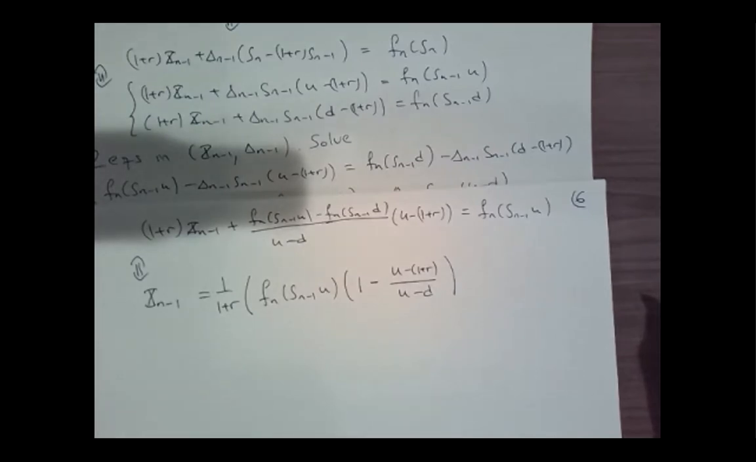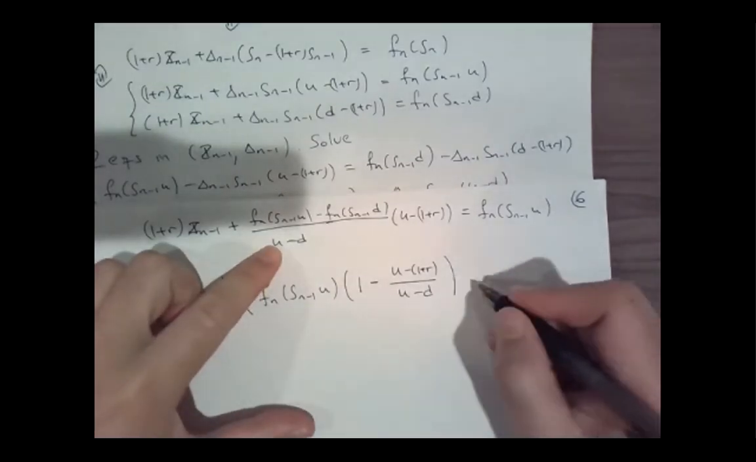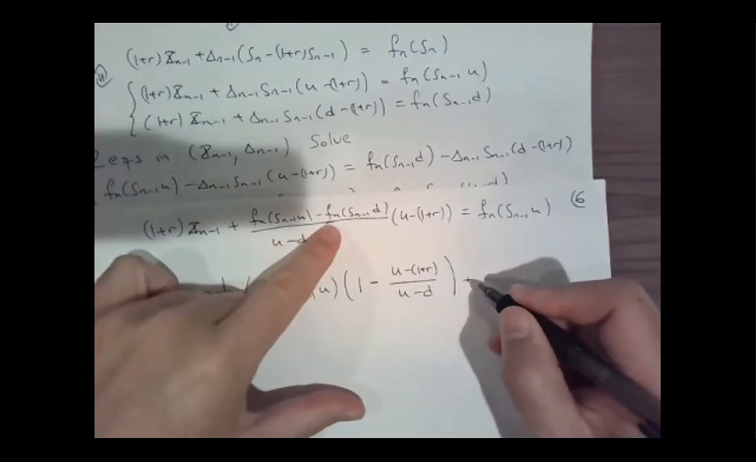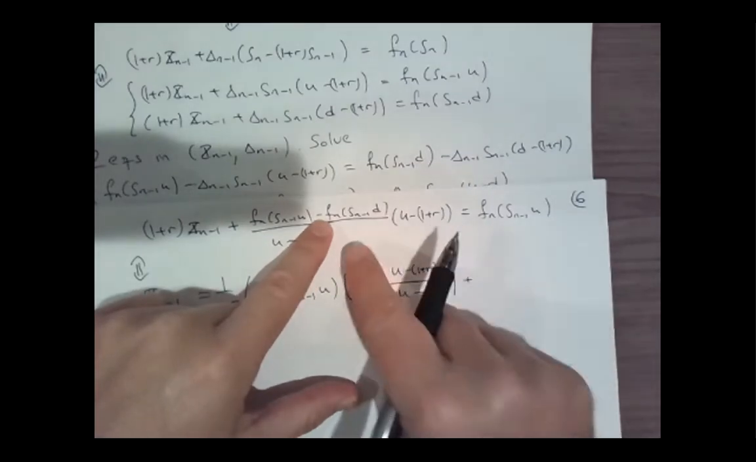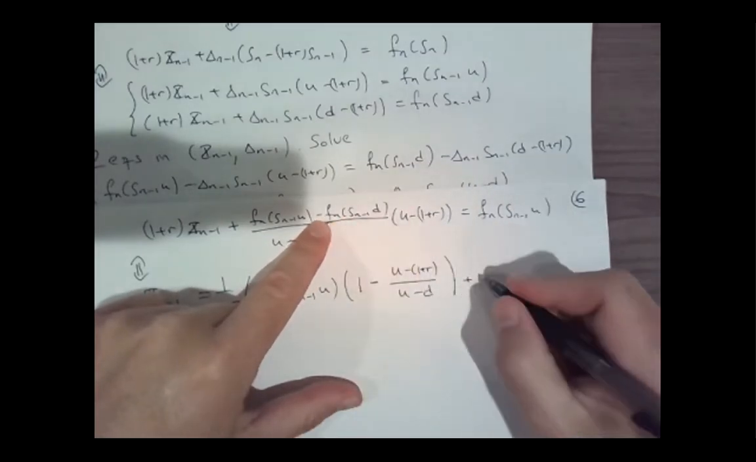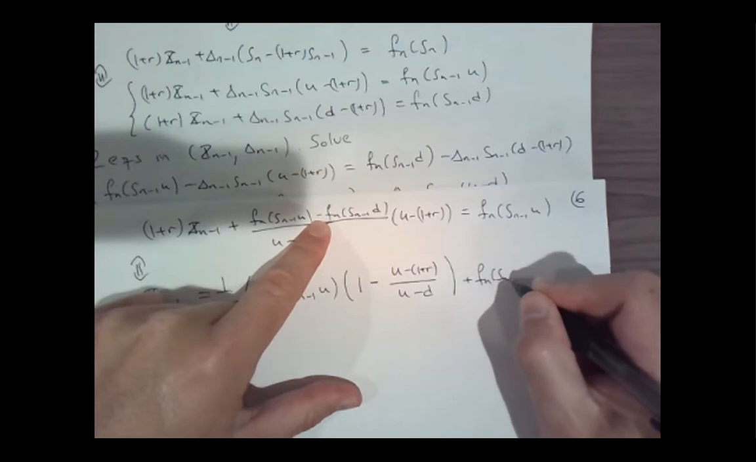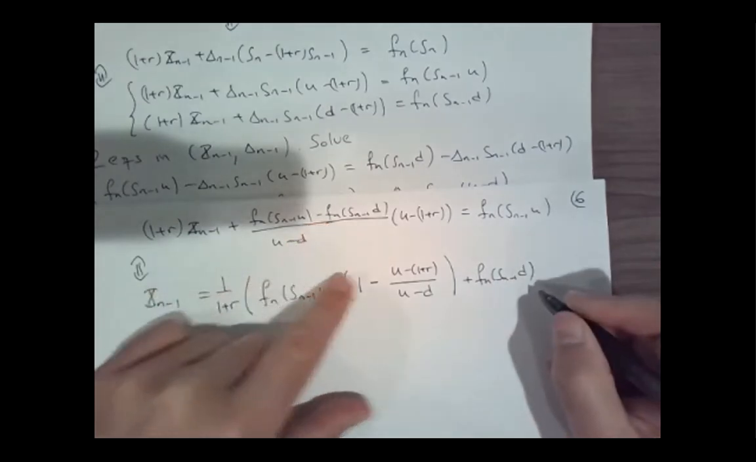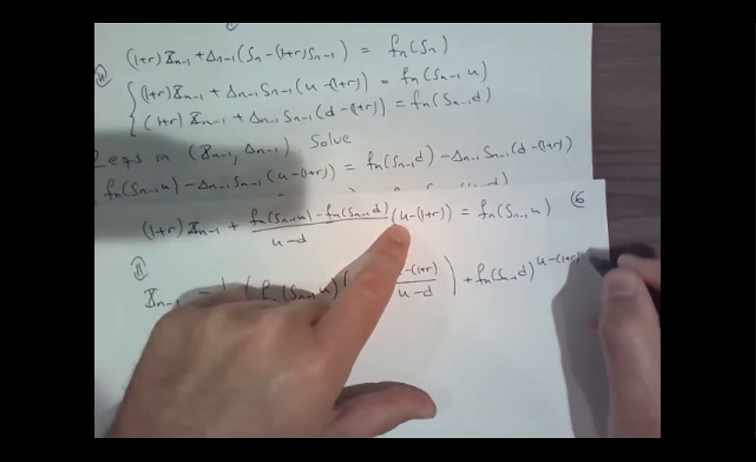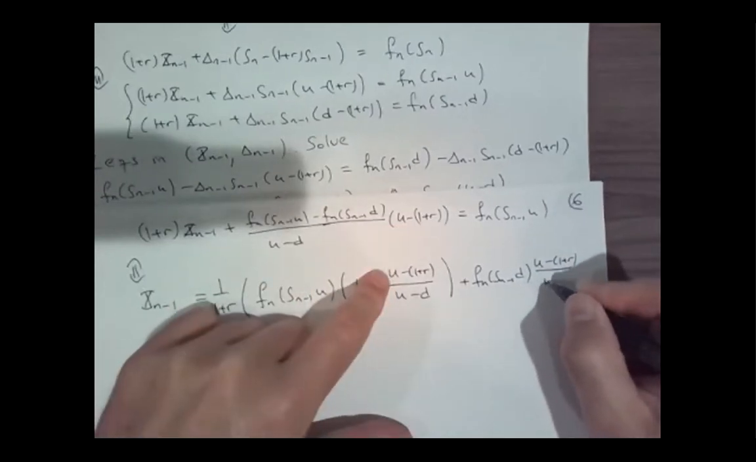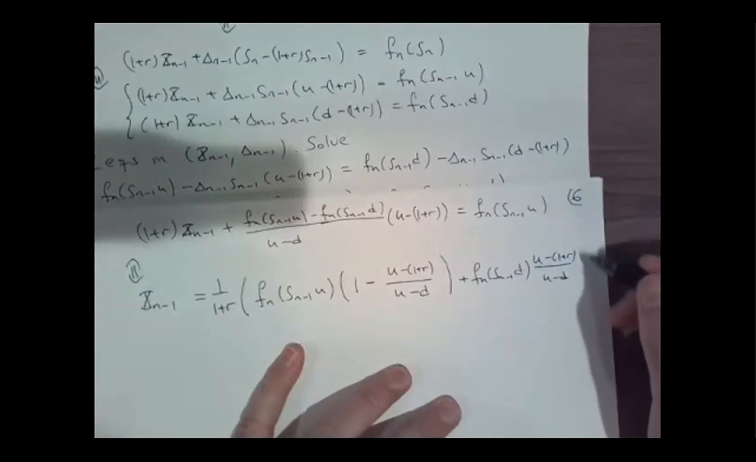Okay, so that looks interesting. We will also have the other term. We also have the other term that has a minus sign here. Move to the other side, I'm going to get a plus sign. Fn Sn minus 1 times d. And then times a factor, u minus 1 plus r divided by u minus d. Is that something that looks familiar?